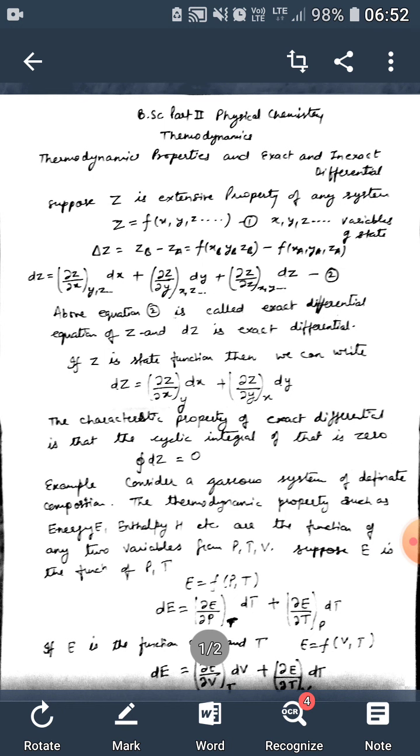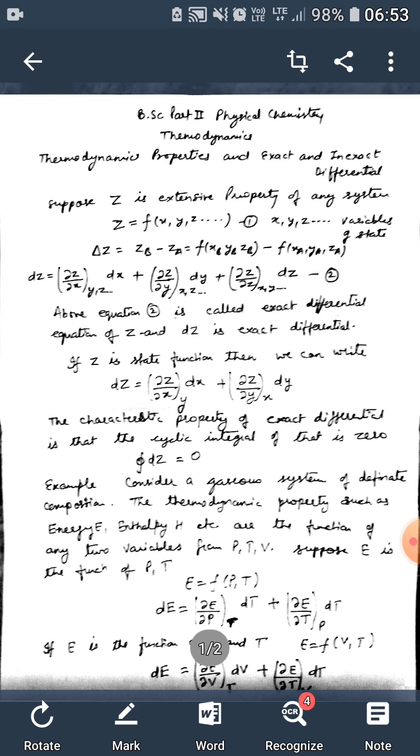having a thermodynamic property Z, and Z is an extensive property and it is a state function such as energy, enthalpy, entropy, free energy, etc. Suppose this extensive property and state function is a single valued function of many variables such as x, y and z. So we can write Z is a function of x, y and z. See in this paper. So these functions decide the state of the system.